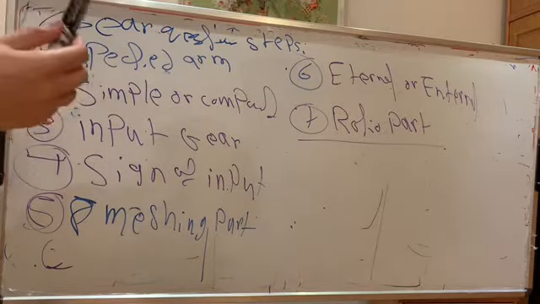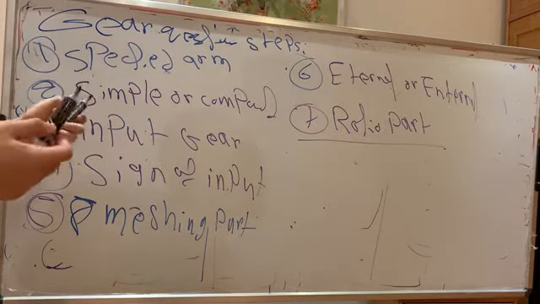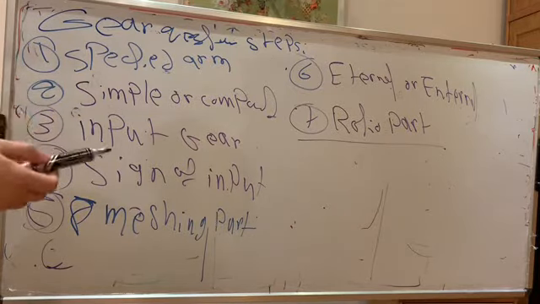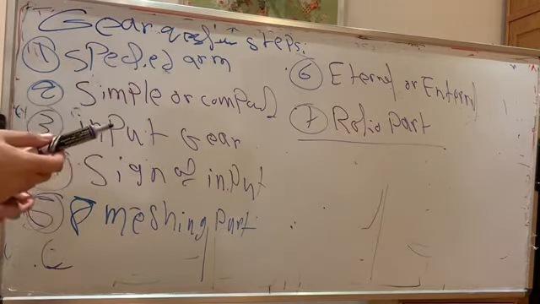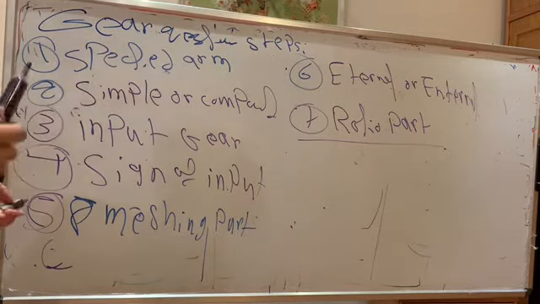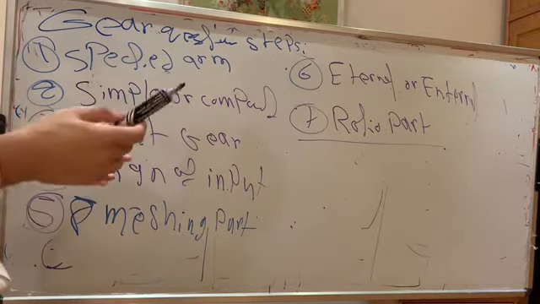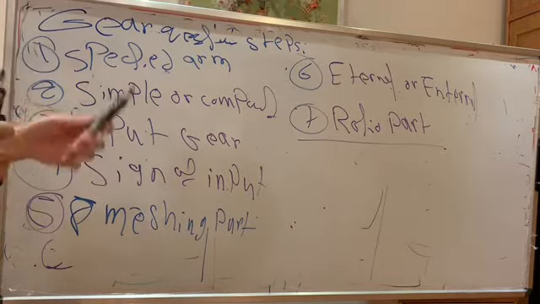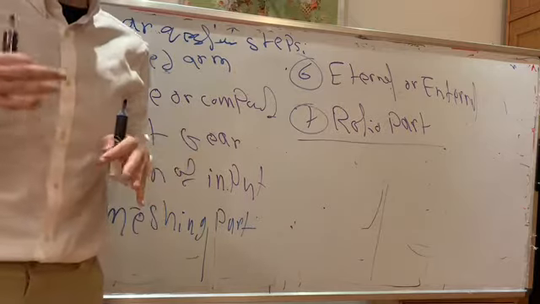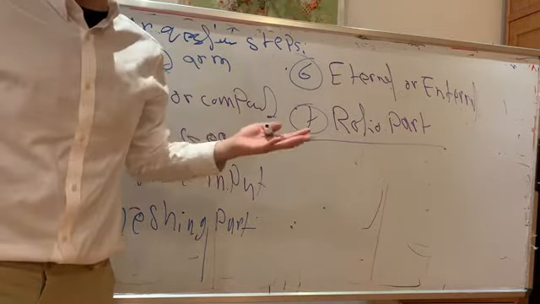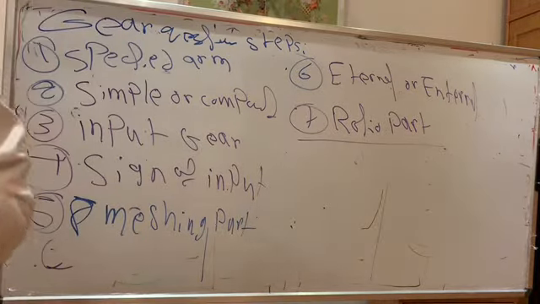Second, find out what the gear is, simple or compound. Third, define the input gear. Fourth, the sign of the input gear. Fifth, the meshing part. Sixth, internal or external, and the seventh part is the ratio. So I'm supposed to follow these steps when I face a gear train system.